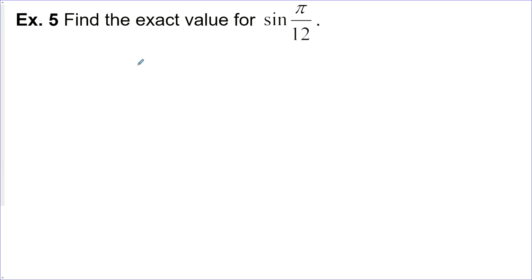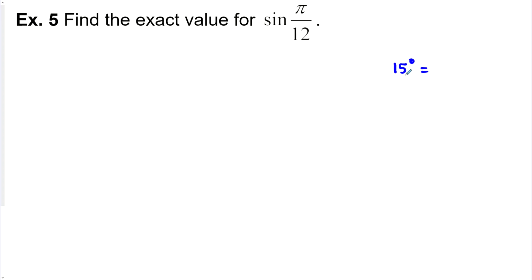Using identities, we can find the exact value of other trig ratios that weren't on the unit circle if we can figure out how to make two angles that we do know, add or subtract up to it. So this one's pi over 12. It might be easier to think of this as 15 degrees.